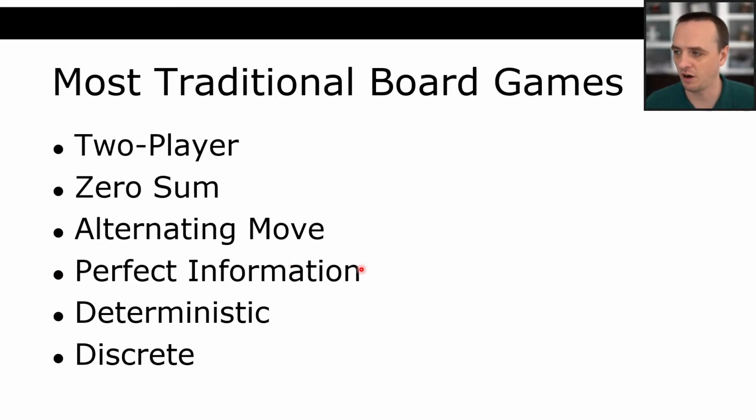For example, card games are not perfect information. There's hidden information that you don't know about the opponent's cards. If you think about something like backgammon or Monopoly, there might be dice, right? And so that makes it stochastic and not deterministic. So we're going to be dealing with algorithms that solve these types of games, okay? The traditional board games with no randomness, no hidden information.